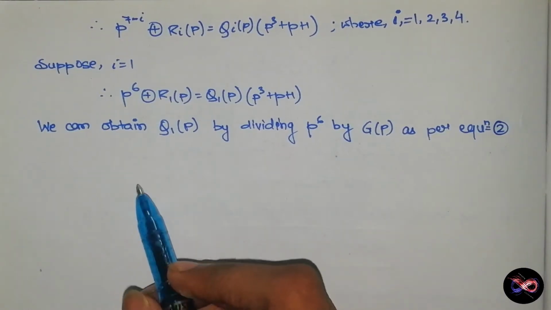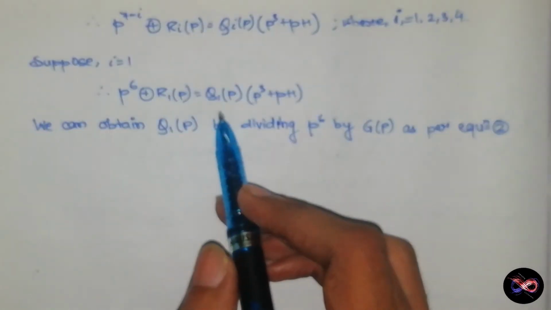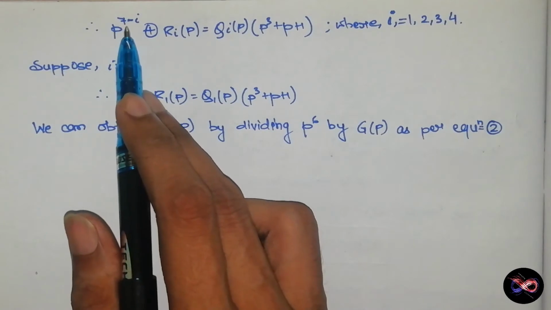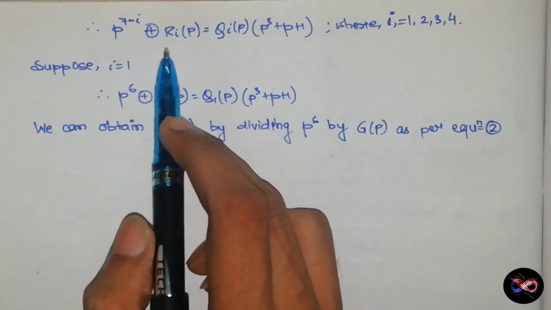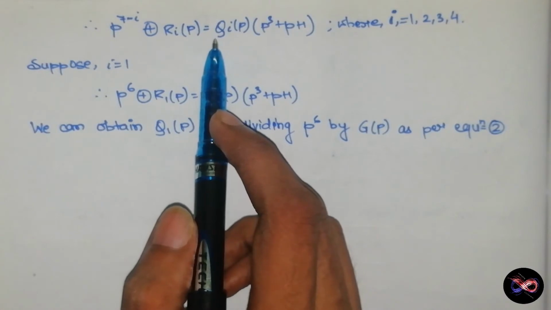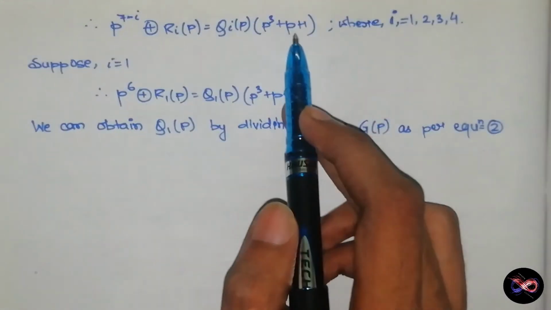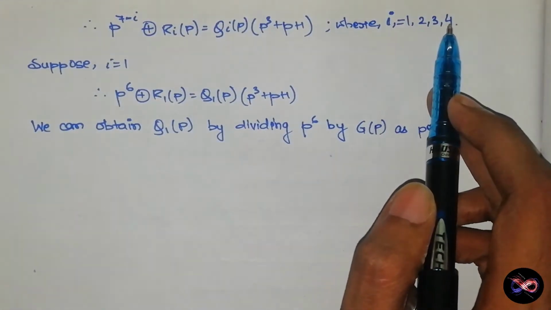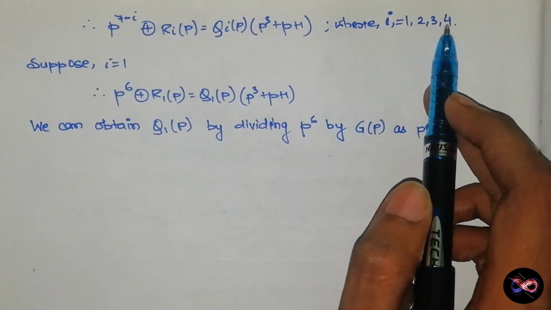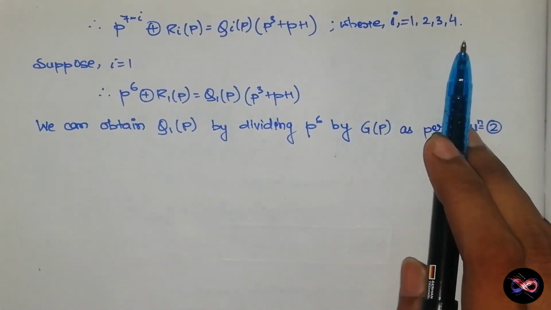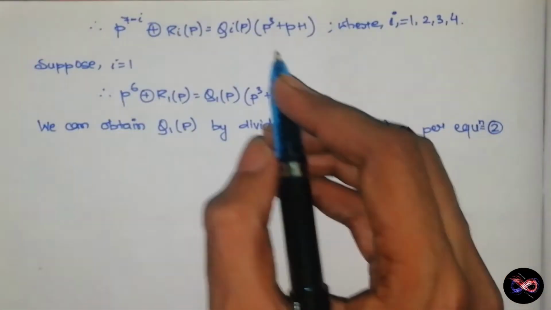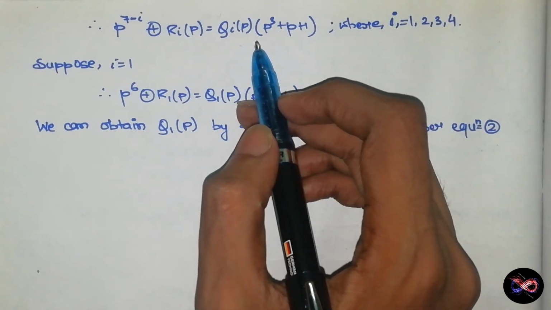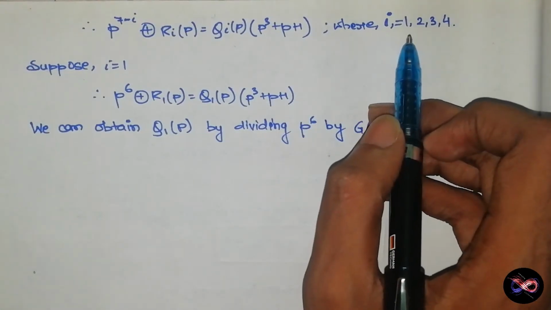So if we replace the values of n, k and G(p), we will get this kind of equation, that is p to the power 7 minus i, since n is equal to 7, XOR r_i(p) is equal to q_i(p) into G(p). G(p) is given as p^3 plus p plus 1, and i will be from 1 to k, that is k is equal to 4. So i will be 1, 2, 3 and 4. So we know there are 4 rows in the generator matrix. Now what we will do, we will calculate the value of this term, that is the ith row of the generator matrix, for each value of i, that is 1, 2, 3 and 4.